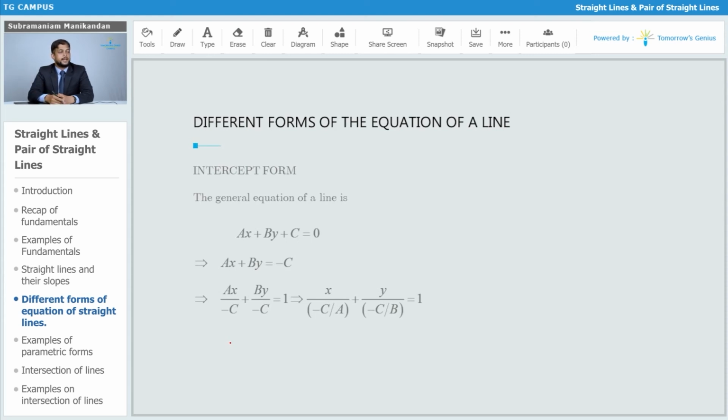So that gives us ax upon minus c plus by upon minus c is equal to 1. That is x upon (minus c by a) plus y upon (minus c by b) is equal to 1. So this factor below the x is the x-intercept, and this factor below the y is the y-intercept. And thus we get the x-intercept of the equation ax plus by plus c is equal to 0 as minus c upon a, and the y-intercept as minus c upon b.